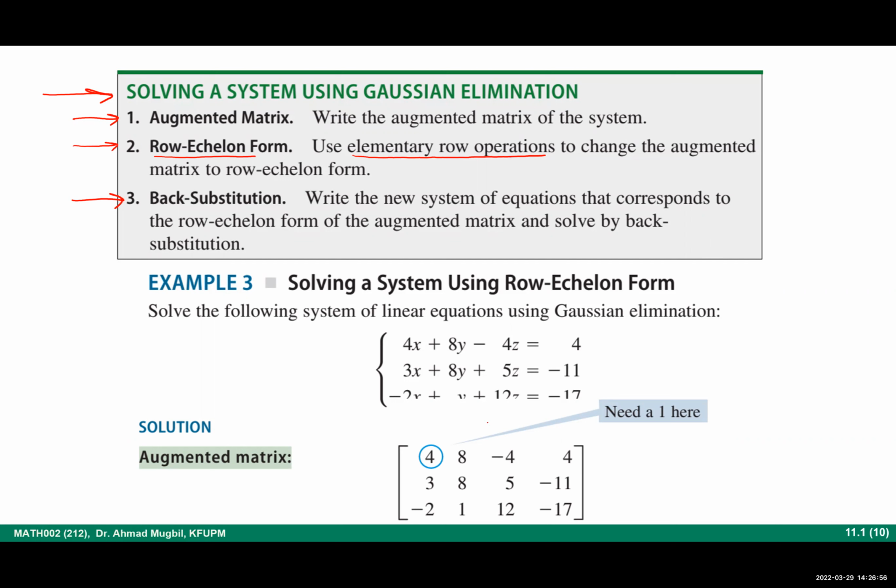But try to avoid this step if you are going to have fractions, because this will complicate the problem. Remember that we will use row number 1 to change row number 2 and row number 3. So if you have fractions there, the process will be complicated. Are we going to have fractions here if we multiply by 4? No. So we are lucky, we can do that.